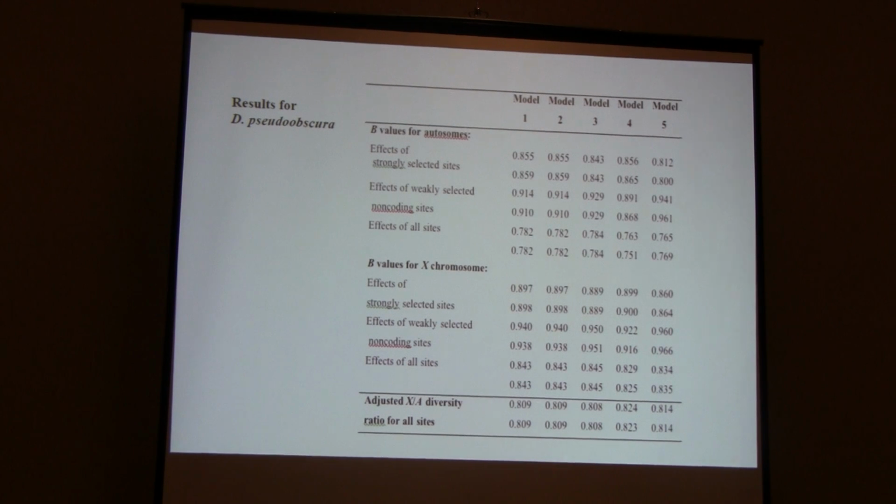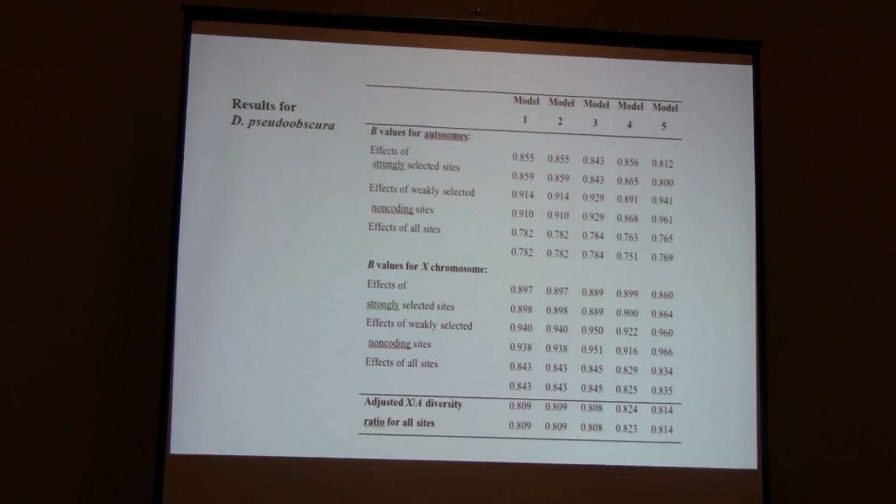Pseudoobscura can do the same thing. The map lengths are much bigger, otherwise the model's the same. And we get a value which is about 0.8, about 80%. And that's not, again, significantly different from the data. So with the limited data we have available, these two different species with quite different map lengths seem to be coming out in approximately the right region of parameter space.